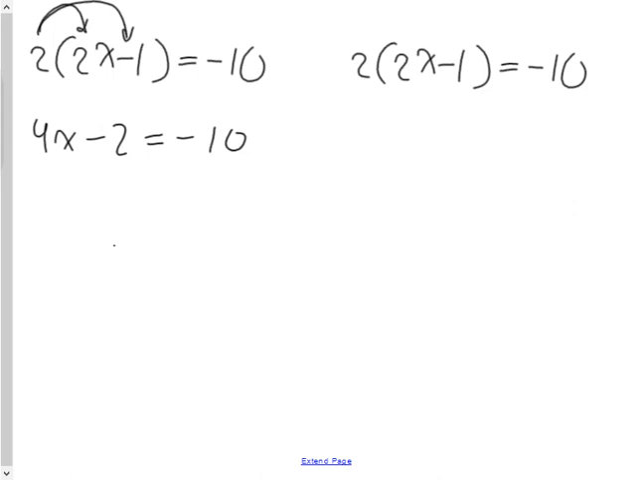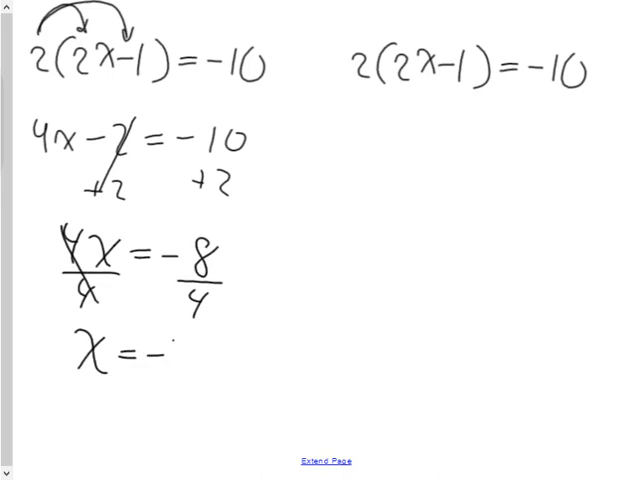And when I expand using distributive property, I end up with this two-step equation, which is from your grade 8 textbook. I would add 2 to both sides to get rid of the constant. I'd end up with 4x equals negative 8. I would divide both sides by the coefficient, leaving me with x equals negative 2.